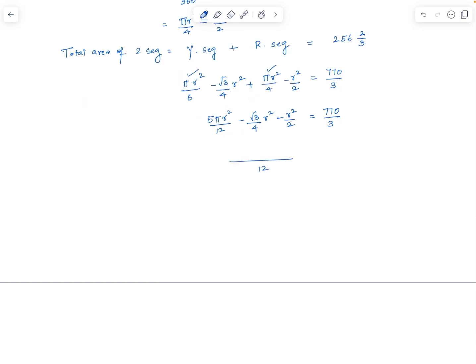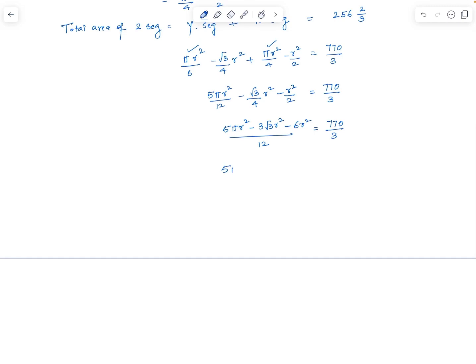Let's make the LCM as 12. So left hand side becomes 5 pi r square minus 3 root 3 r square minus 6 r square, which is equal to 770 by 3 times 12, that is 770 times 4, which is 3080. So this is the expression of the total area in terms of r.